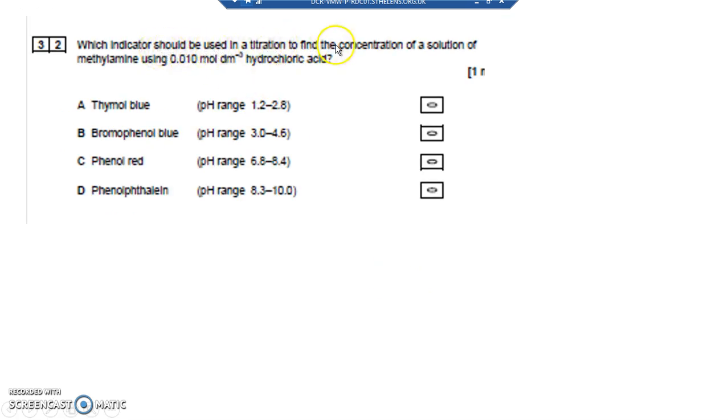Which indicator should be used in a titration to find the concentration of a solution of methylamine using 0.01 mol per decimetre cubed hydrochloric acid? Well, this is a strong acid, so I'm getting 0.01 hydrochloric acid. It completely dissociates into its ions, so it's going to make 0.01 H pluses. If I minus log to the base 10 of that, that's pH 2. So pH 2, and the shape of my curve is that it will start at pH 2 and then it will rise very sharply from pH 2 upwards and then start to tail off, because this is a weak alkali, a weak base.